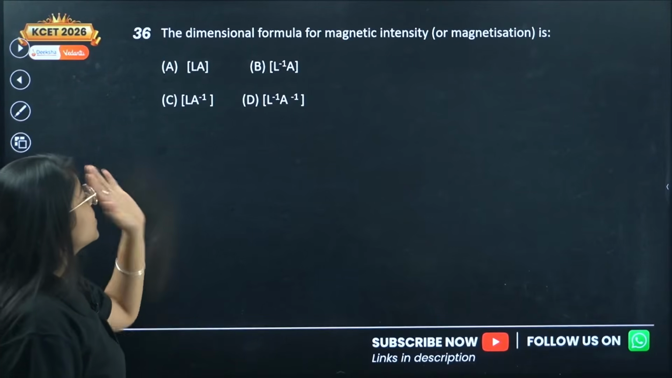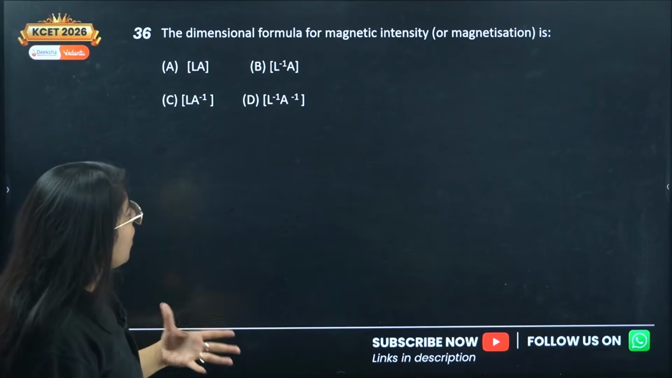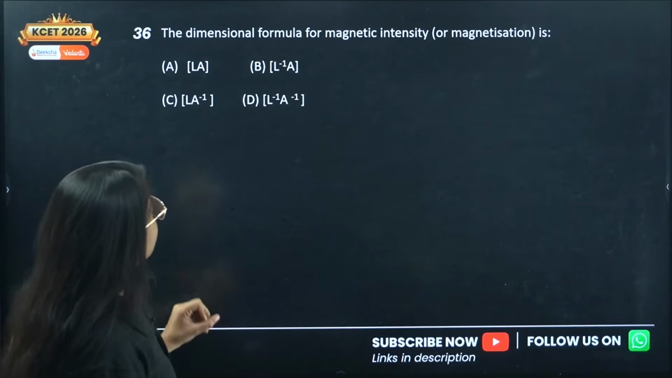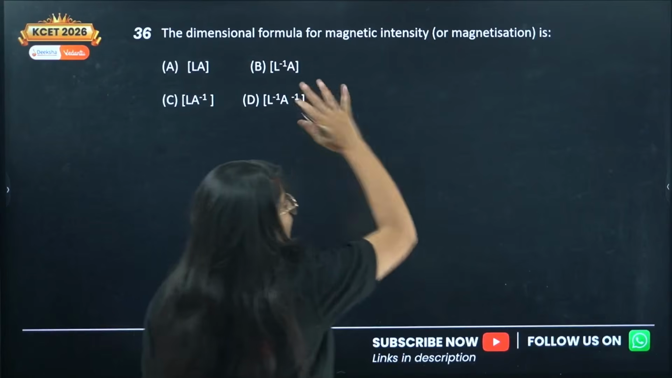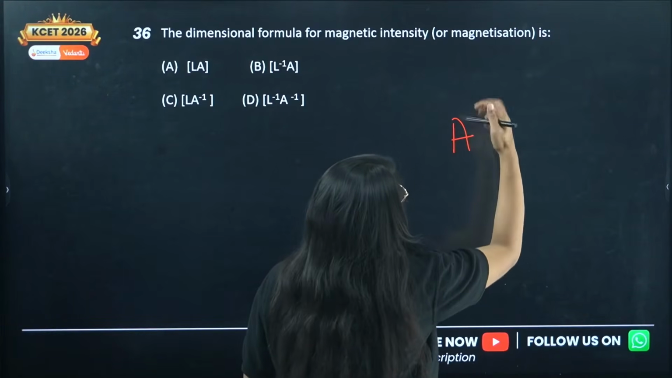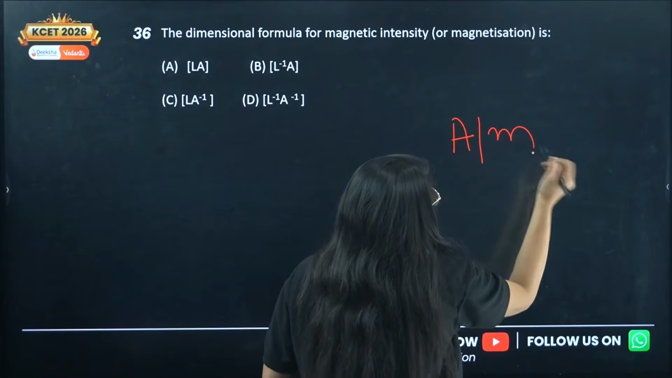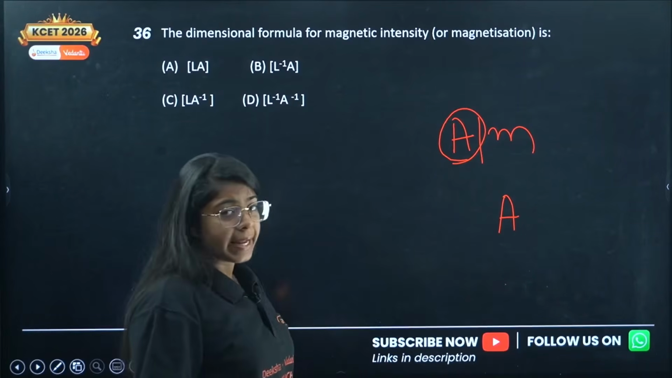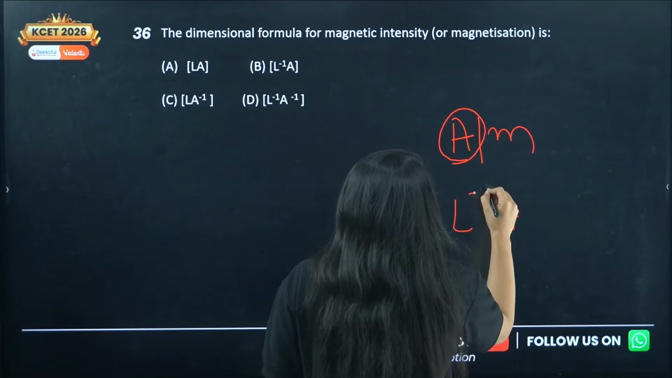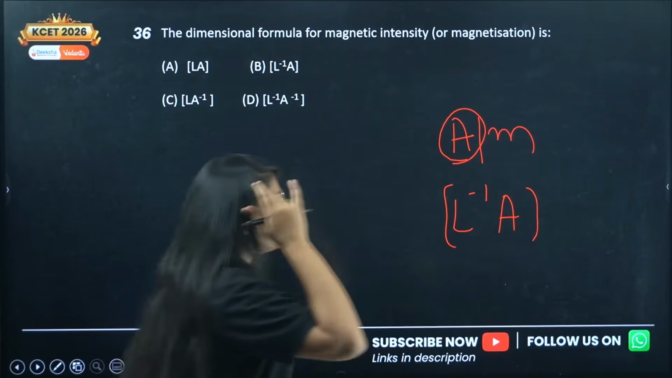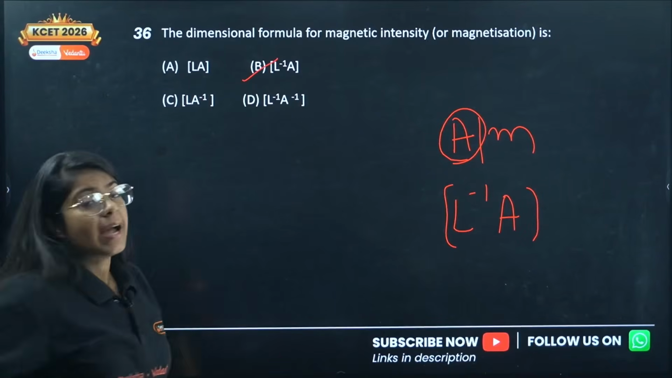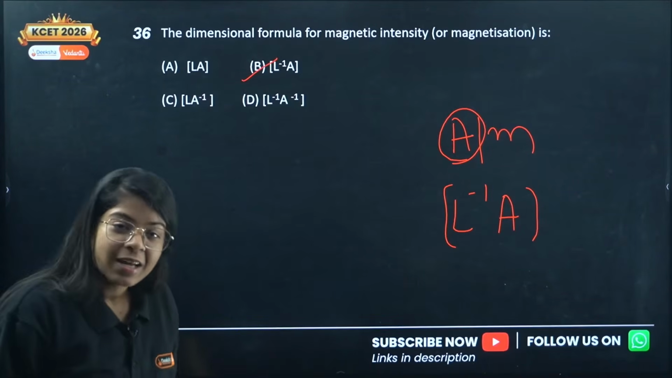36th question says, the dimensional formula for magnetic intensity. Magnetic intensity, ma'am, we simply studied that magnetic intensity or magnetization was ampere per meter. For ampere, the dimension is A, and per meter will be L minus 1. So this will be L minus 1 into A. We have our option B, and for 36, the correct answer is B.